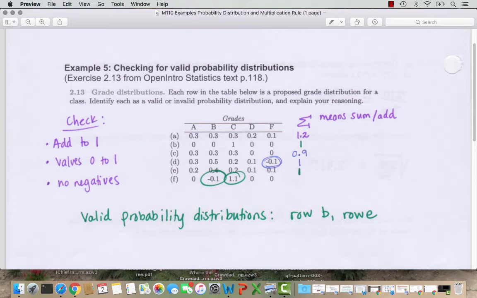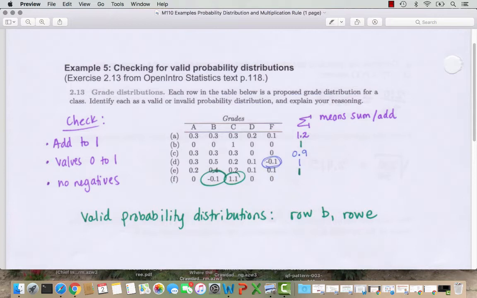Row D, we see over for F grades there's a negative probability. It doesn't make sense to have a negative probability. So even though in row D the sum is 1, when we add up the 0.3, 0.5, 0.2, 0.1, and negative 0.1, because we've got a negative in there, it's not a valid probability distribution. You'd never have a negative chance of getting an F grade. The lowest possible chance of something is 0.